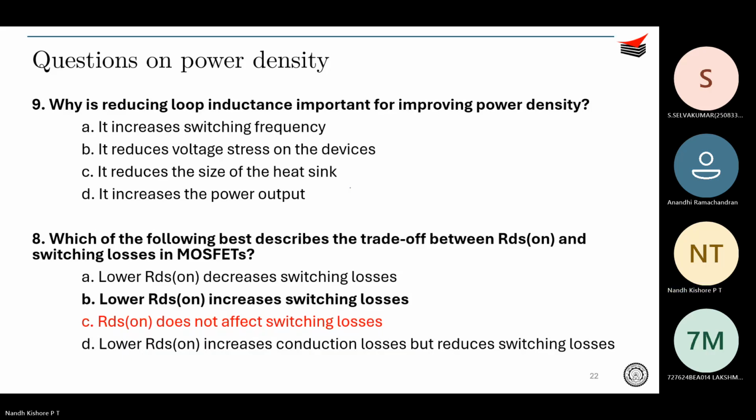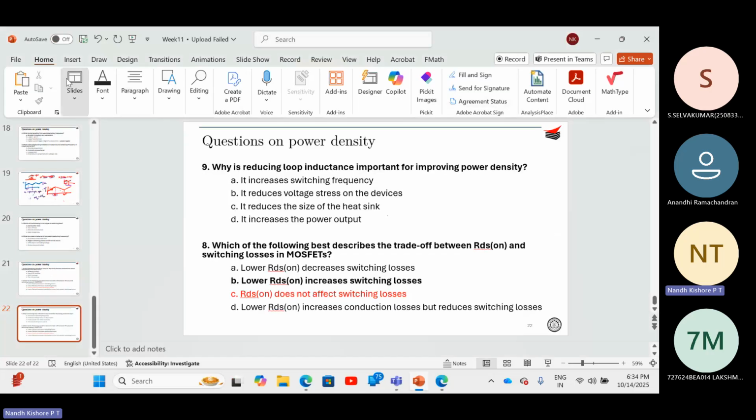The sizing of our heat sink, as we have seen earlier, is based on the thermal resistance R theta, that is, based on the power loss happening in the device. That is how you decide the heat sink. Whatever power loss is happening in the device, you have to remove that heat. That is how we have seen the heat sink design. So how would loop inductance translate directly to the size of the heat sink? Okay, so this is actually a very conceptual, very good question, I would say. So I'll just discuss this.